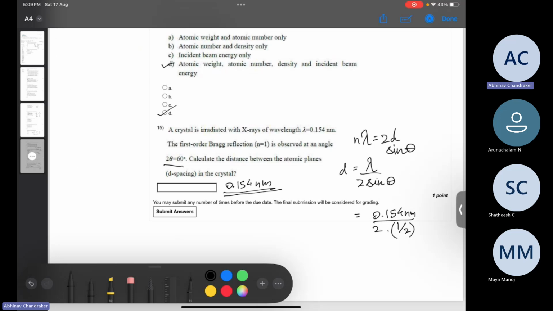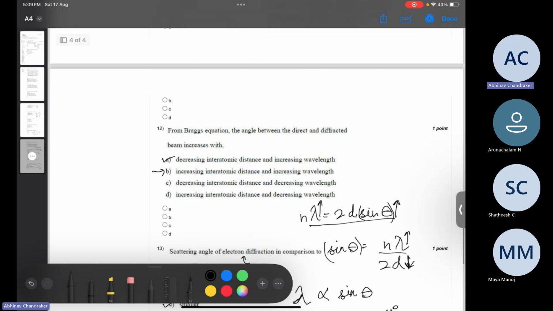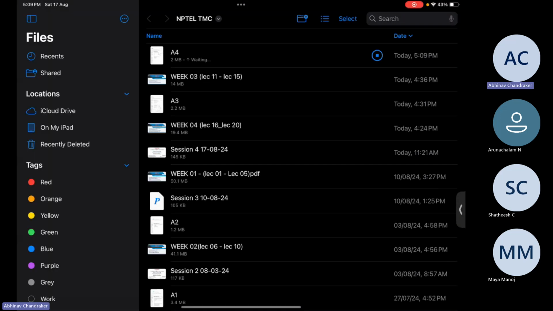With this, assignment 4 is completed. If you have any doubts or anything you want to share, you can let me know. Else, we'll wrap up this session.